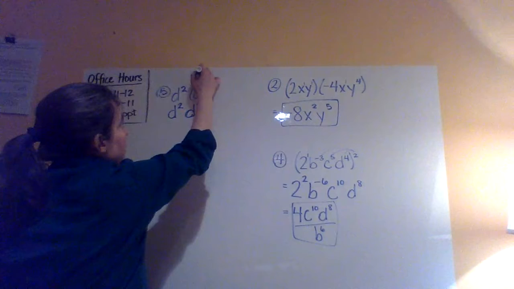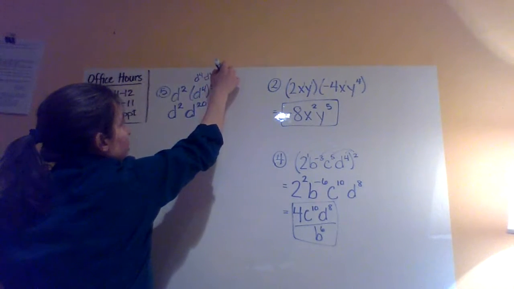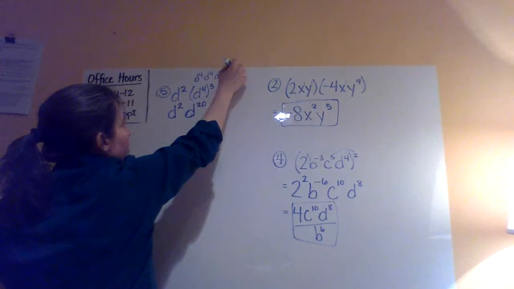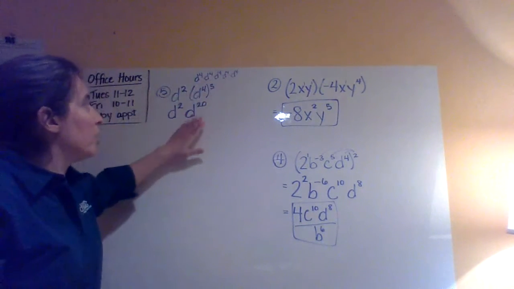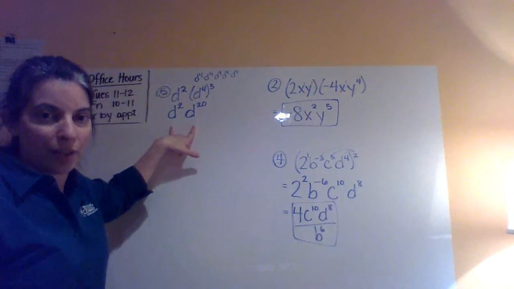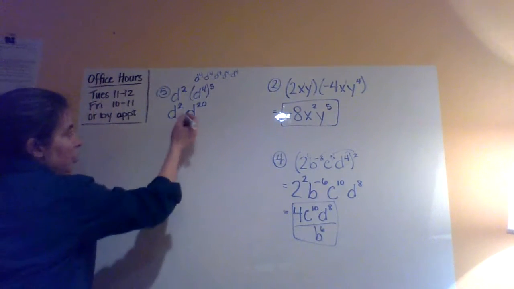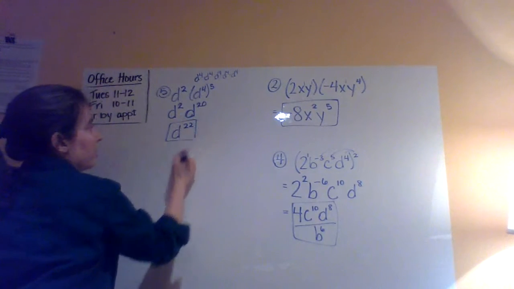Now remember, what that really means is D to the 4th times itself 5 times. So if you wanted to kind of check yourself, you could do that. And here, now I would add up the exponents, I would still get 20. Now, product rule says I'm going to multiply these two expressions with like bases. I'm going to add the exponents.